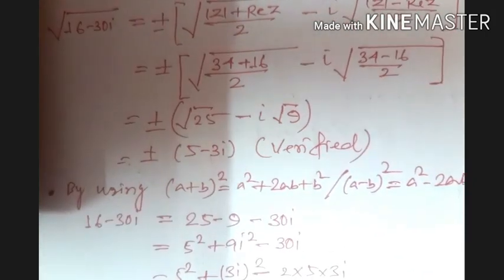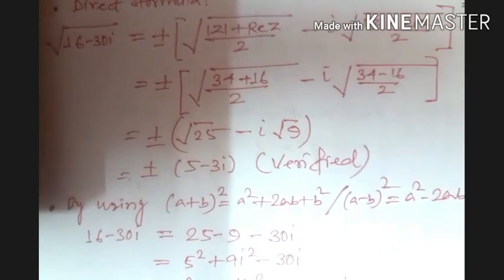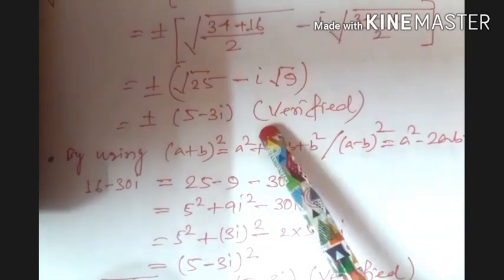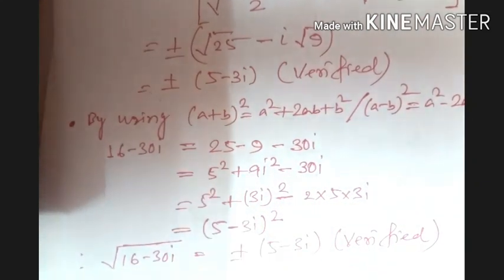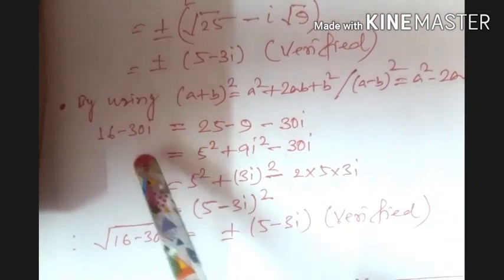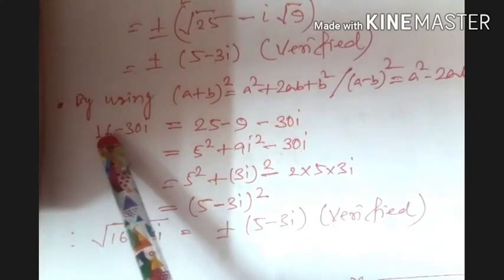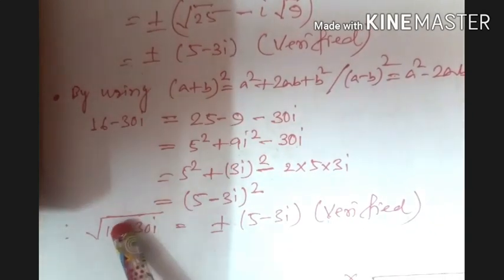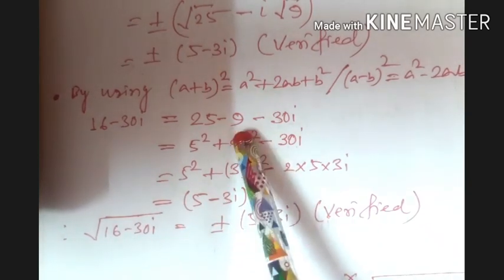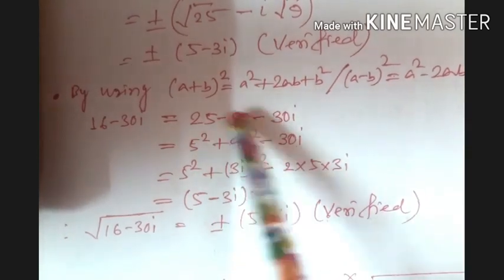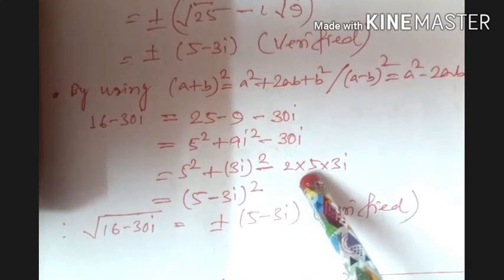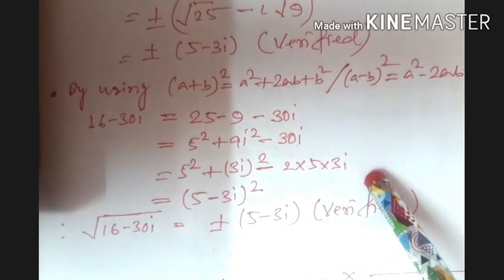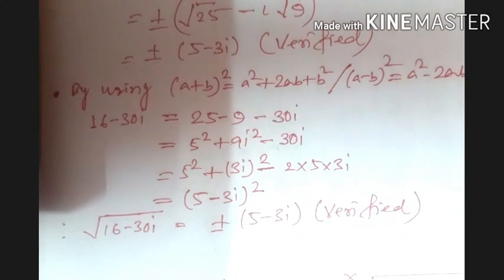Now again I am using another method also. By using these two formulas, either this formula or this formula, we have to write once again the given complex number. I have written it once again, that's why. Now we know the real part has to be expressed as the sum or subtraction of any two perfect square numbers. So here 25 and 9, both are perfect square numbers. But minus 30i is here, so 30i has to be written like 2 into 5 into 3i, as we have to maintain the format 2ab.